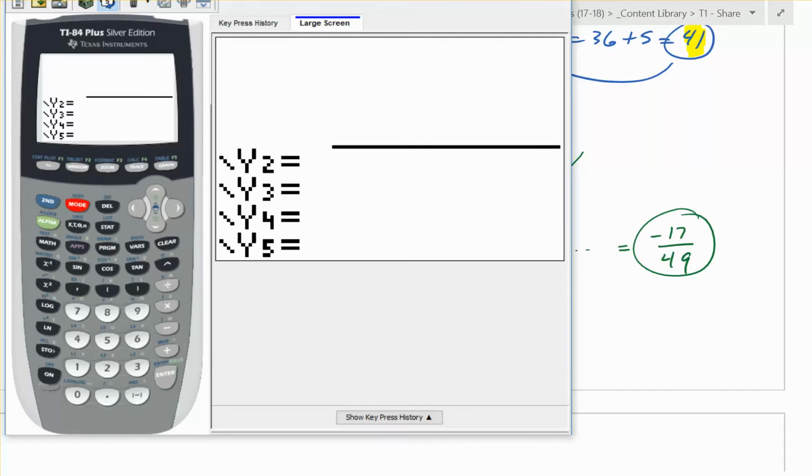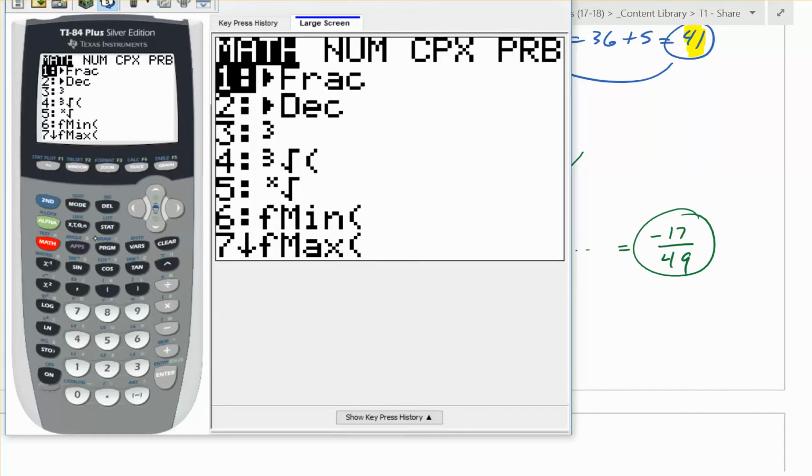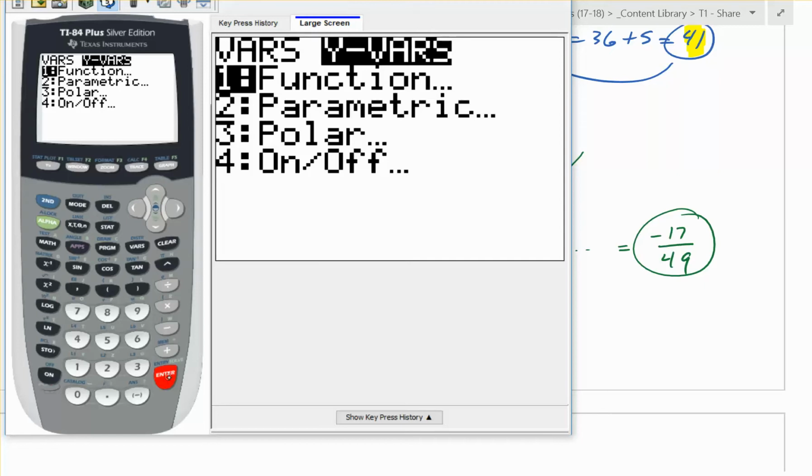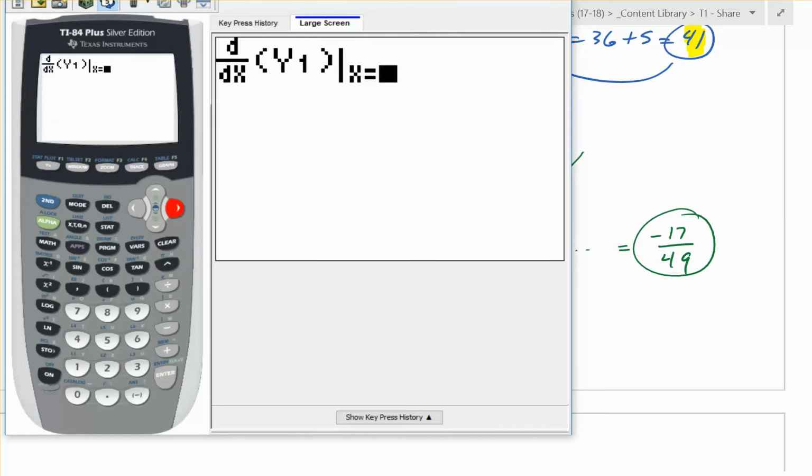Go to the main screen, and now if you go to math 8, so you can scroll down and just press 8, it's n-deriv. It might say n-deriv on your calculator, or it might look like this. Most likely it'll look like this. If you see something different instead, we'll go over that in class. It's slightly different, but it's very similar. You're doing the derivative in terms of x, and it's asking what function are we going to do the derivative of? y1, and then that bar with the x equals, we're doing the derivative at 2.